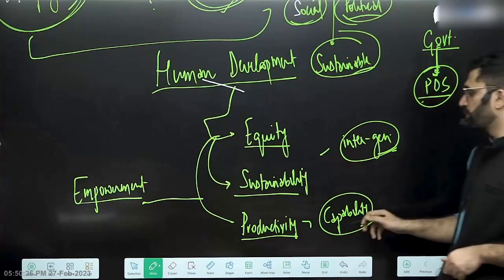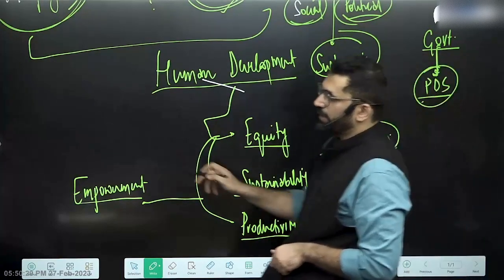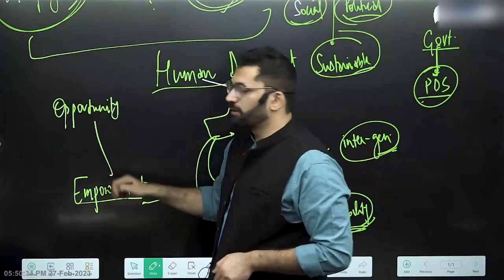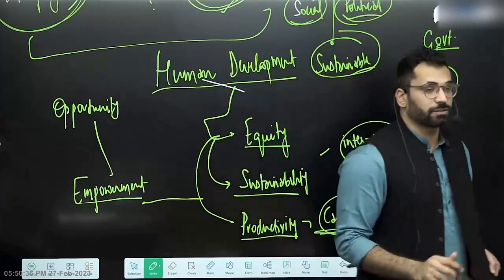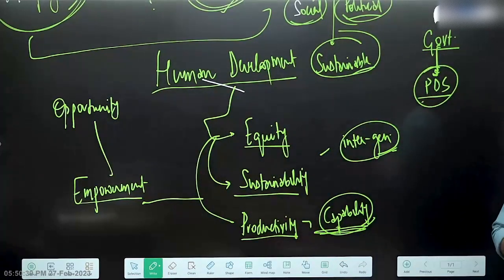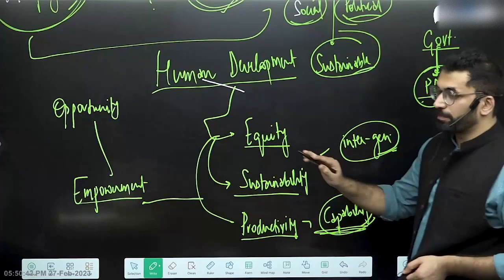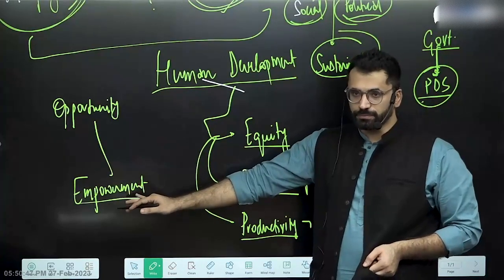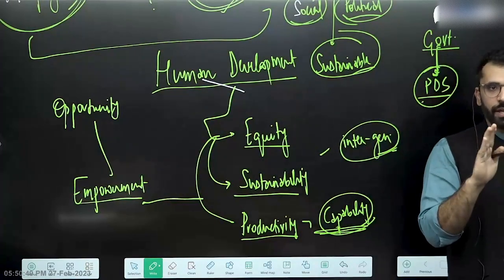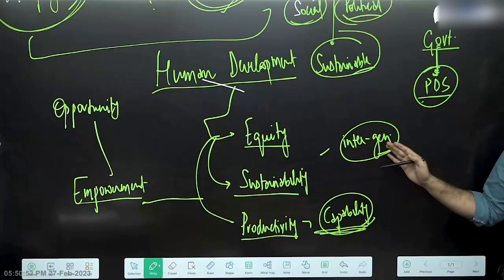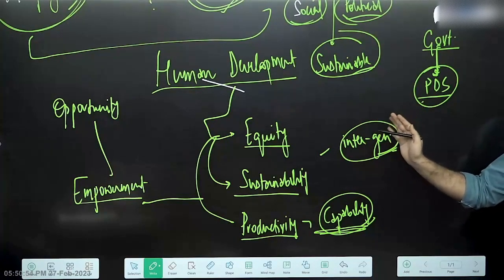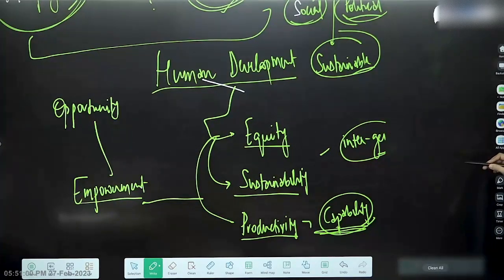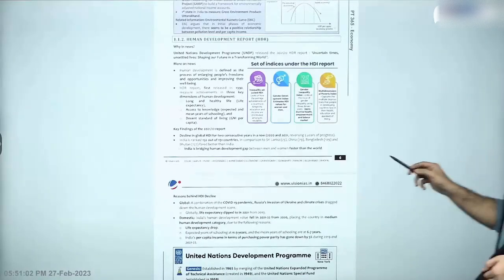This is why one of the most important things is, apart from capability, you also need to provide the freedom to choose. Then only people will be empowered in the true sense. And empowerment is not just economic empowerment, but social empowerment and political empowerment also. The whole idea of empowerment is that people should be free to make their own choices. This is the difference between growth, economic development and human development. Is this clear?